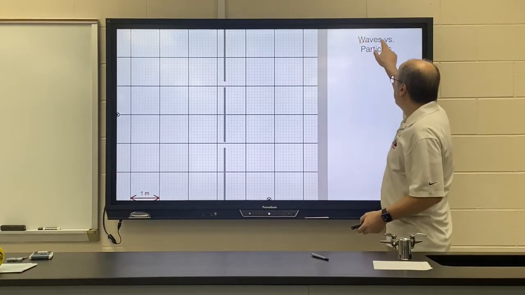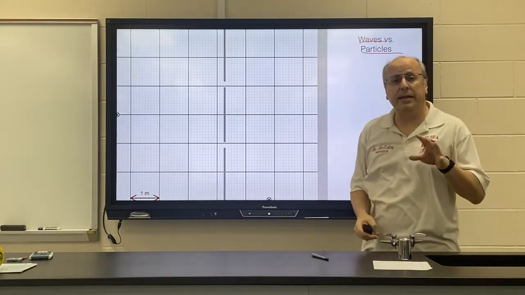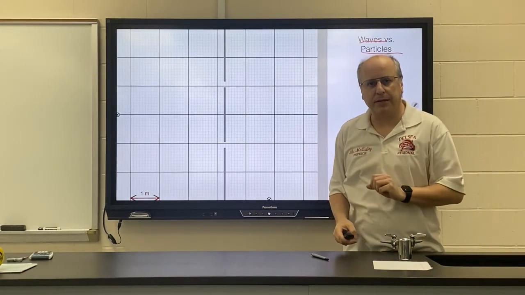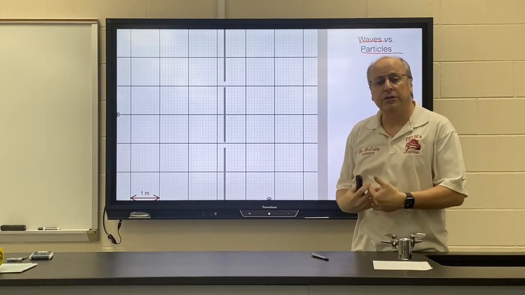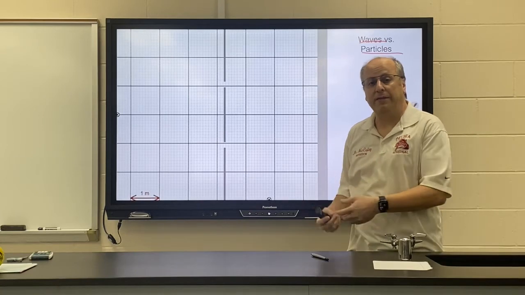So waves versus particles, I want you to know light can exhibit both properties. Some experiments bring out the particle nature, some experiments bring out the wave nature of light.